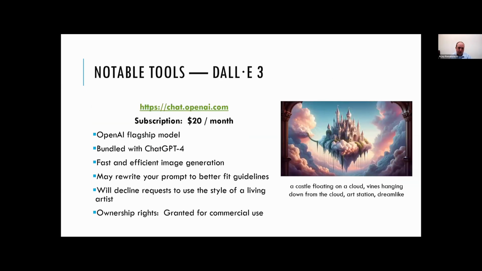On to the tools. So first up on our notable tools is one of our two leaders, DALL-E 3. This is the flagship model available from OpenAI, bundled completely with ChatGPT for $20 a month. Fast, efficient, but it also tries to rewrite your prompt to better fit internal guidelines. Users are granted ownership rights to generated art, allowing for commercial use, technically. There's more to this, which we will discuss later.